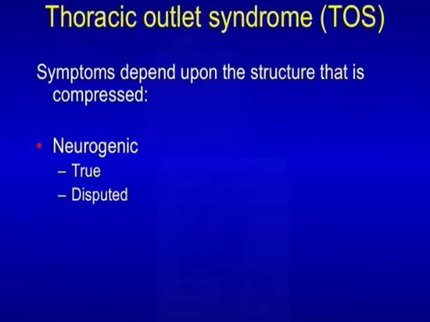The far more common, about 95%, certainly in my own practice and in most of what people report, is the so-called disputed or nonspecific neurogenic thoracic outlet syndrome. And I think that's really the thrust of most of what I'm going to talk about for the rest of the talk. That's really where the controversy lies.